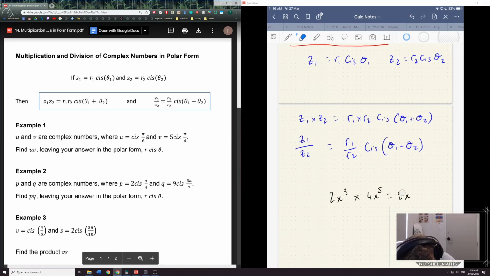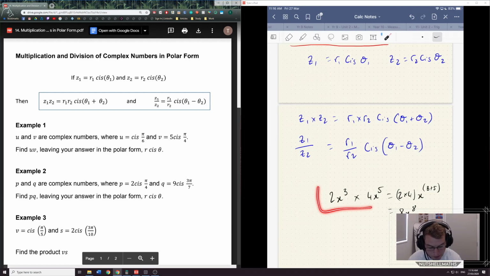or let's even go like this. This becomes 2 times 4, x to the 3 plus 5. 8x to the 8. Where the numbers in the front do the maths as per normal, and the power does what I call the step down, like one lower layer of maths. The younger brother of multiplication is addition. And the same thing happens with division, the younger brother of division is subtraction.